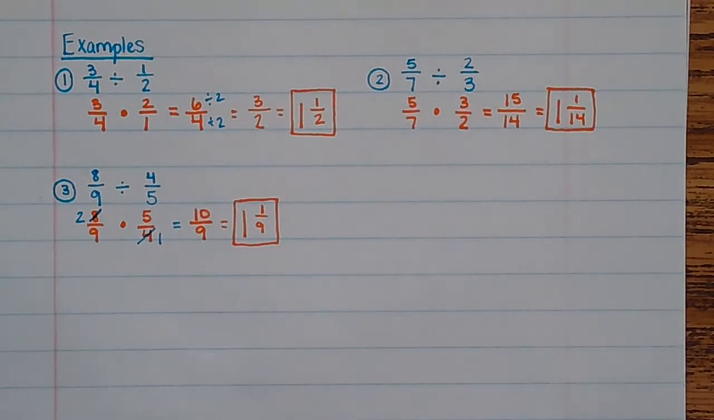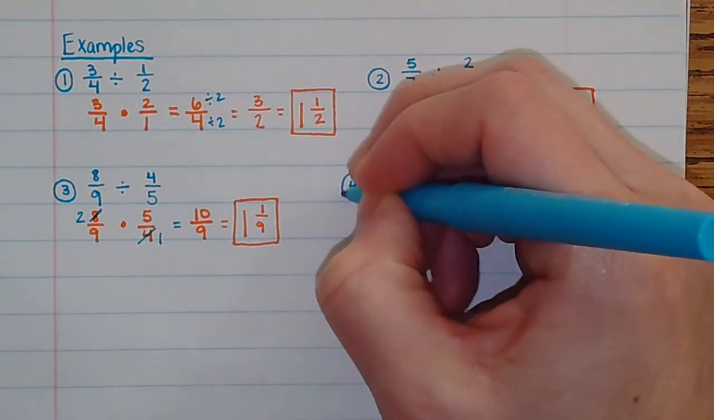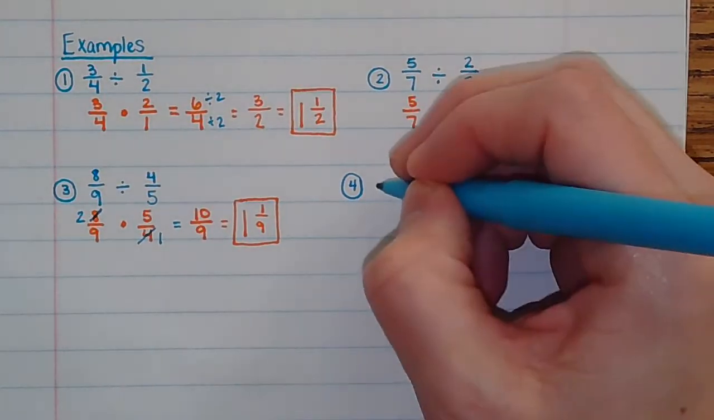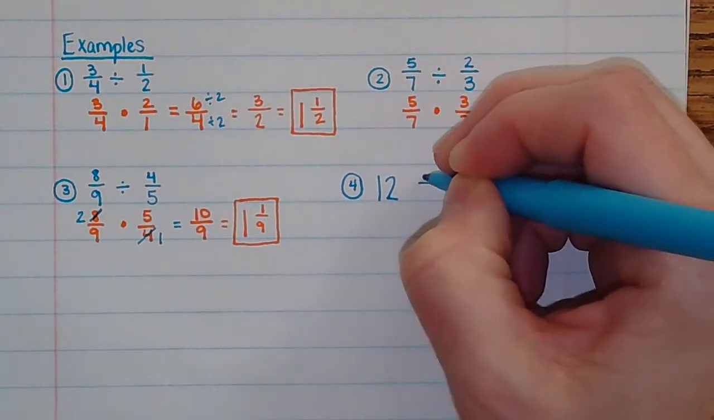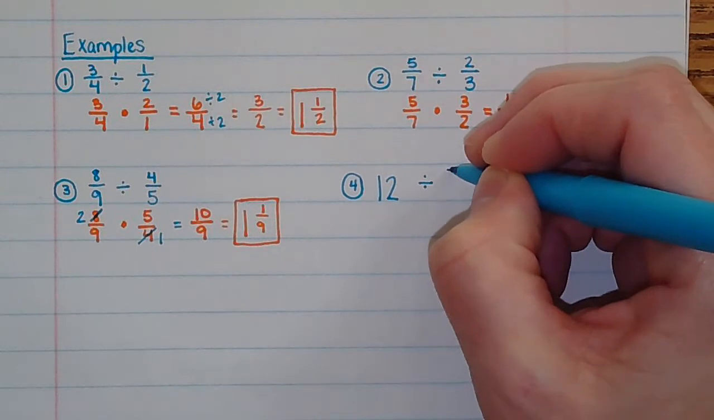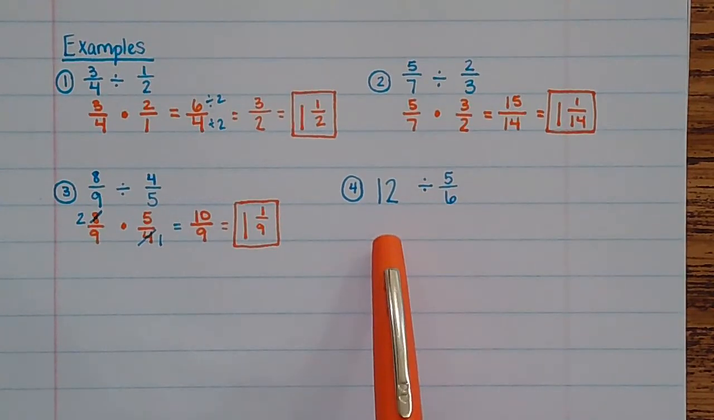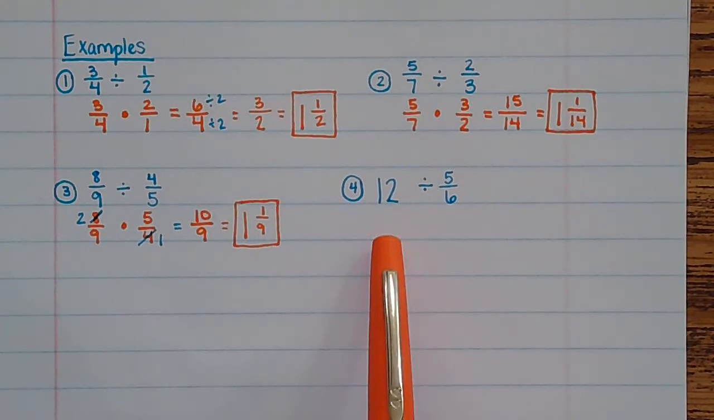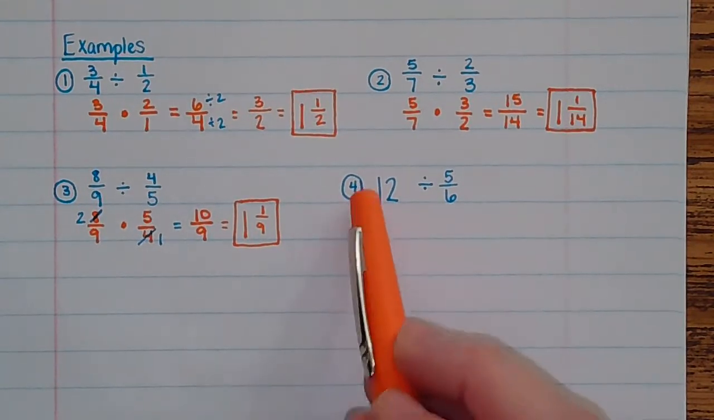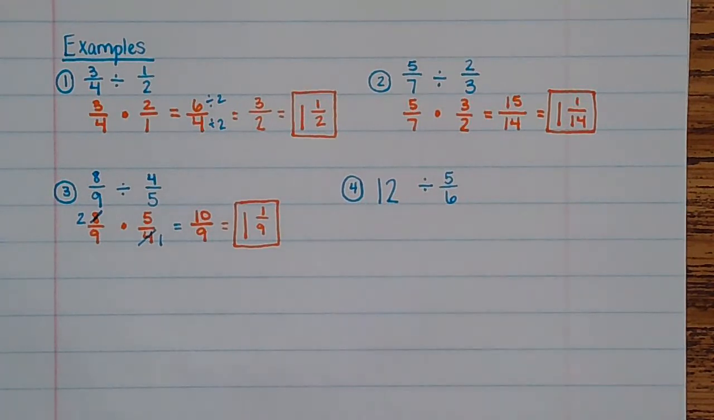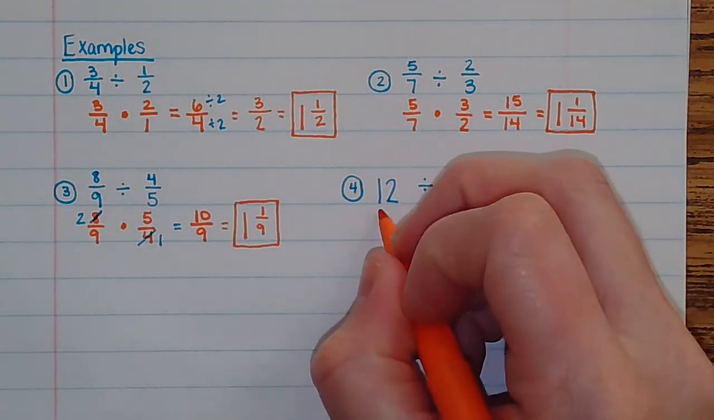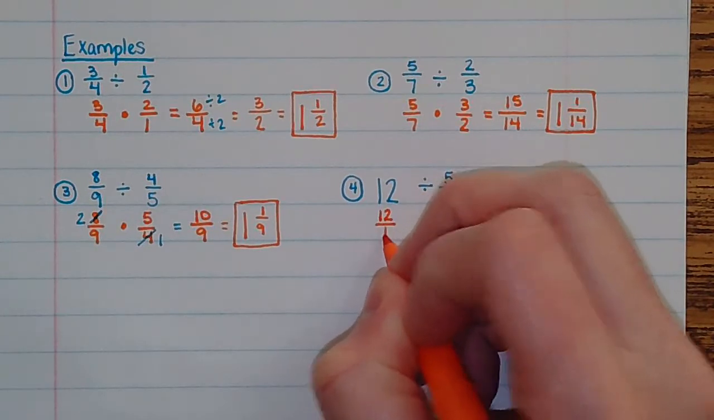Okay? All right, so let's try one with a whole number now. So we're going to do 12 divided by 5/6. Okay? So once again, even though it's a whole number, you leave the first number alone. You don't change it. I say that, but remember, it still has to be a fraction. Okay, so you got to make sure that first number is a fraction. Right now, it's not a fraction. All right, so I got to make it a fraction. So I'm going to make it a fraction by just doing 12/1.